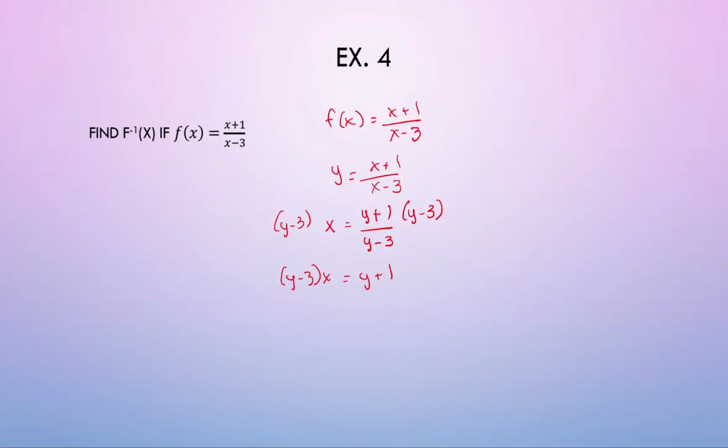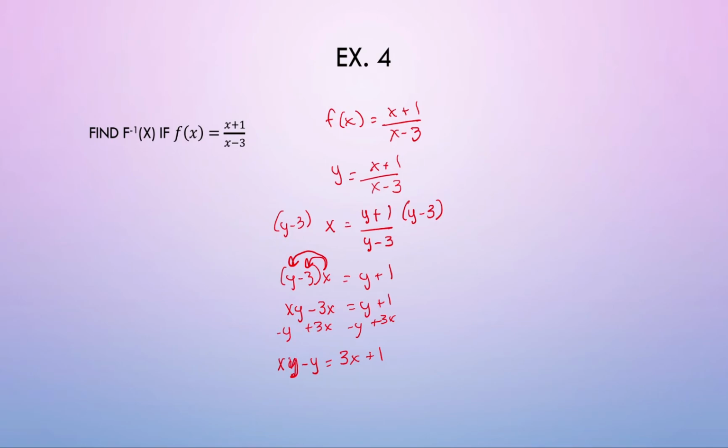And so we need to get all of the y's over to one side and all of the not-y things over to the other side, which means we're going to have to distribute this x. This is going to be xy minus 3x equals y plus 1. We're going to add 3x to both sides, and we're going to subtract y from both sides. So we get all of the y terms on the left-hand side and all of the x terms on the right-hand side, or all of the not-y terms.